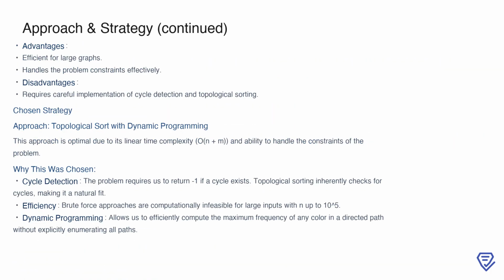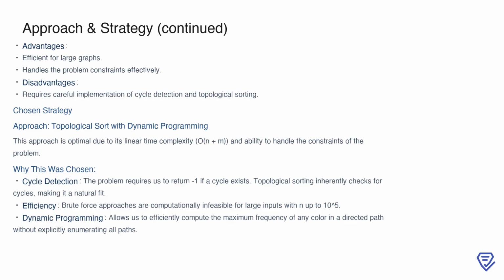This approach offers several advantages. It is highly efficient for large graphs and addresses the problem constraints effectively. However, it does have some disadvantages. Implementing cycle detection and topological sorting requires careful attention to detail, which adds complexity to the solution. Despite this, the chosen strategy is the topological sort combined with dynamic programming.